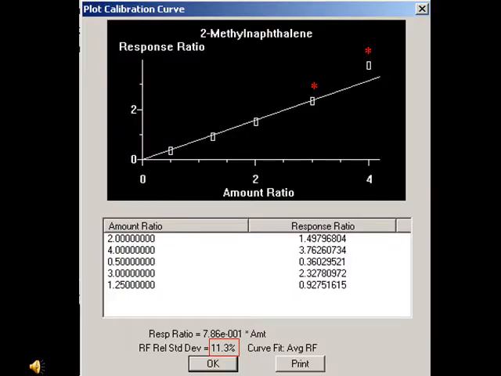The person performing the inappropriate manual integration, however, left the 160 nanogram standard in the calibration curve because the RF relative standard deviation now met the method criteria at 11.3%. The plot shows that the 160 nanogram standard still does not fit the curve type, even with the inappropriately integrated peak.